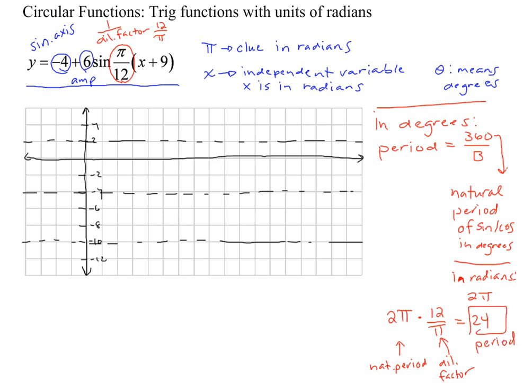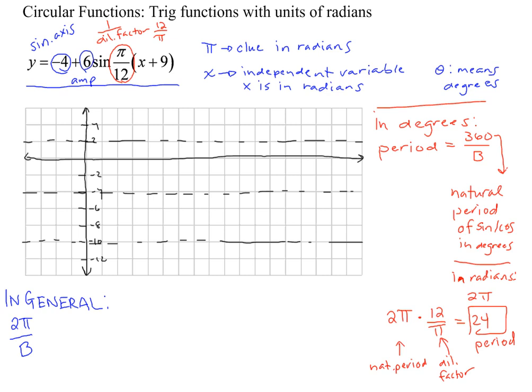So in general, I'm going to make a note over here. In general, what I can do to figure out the period is, instead of doing 360 divided by b, I can do 2 pi over b, now that I'm in radians, because 360 degrees is the same thing as 2 pi radians. That's not that hard.